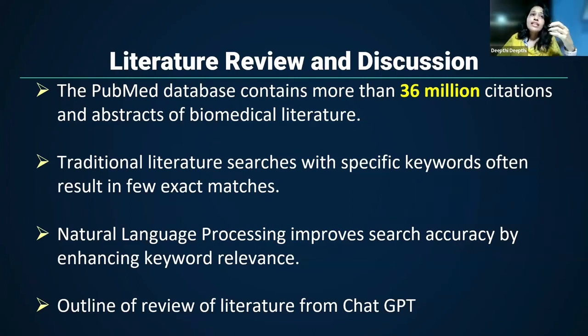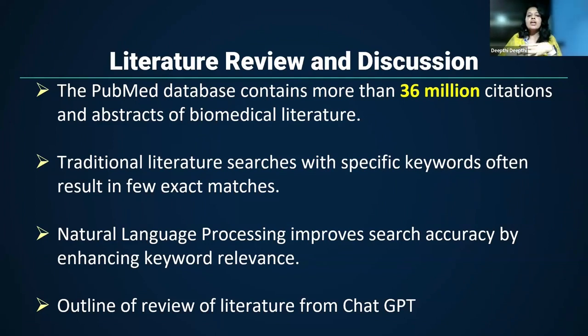Many times we leave out some important article when we search through Google, and we just select the first four or five articles. That's how it happens. As humans, it is very difficult to go through everything. Traditional literature searches use specific keywords, and you may not get those things in those articles. However, natural language processing improves search accuracy by enhancing the keyword relevance.